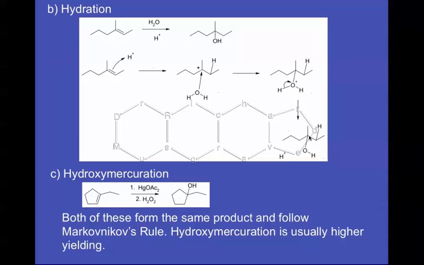of the double bond. So this is the same kind of thing as we were looking at with the hydrohalogenation. Markovnikov's rule still holds.